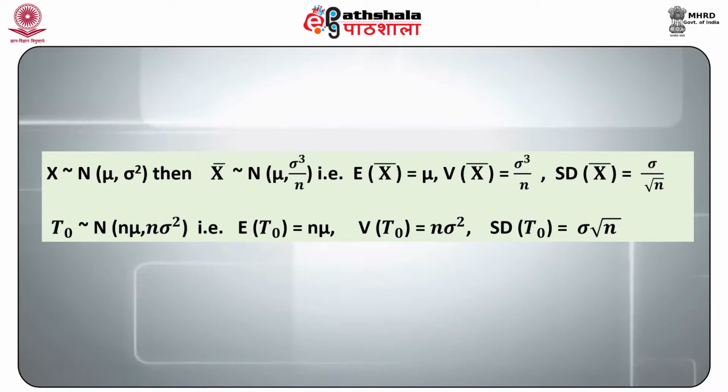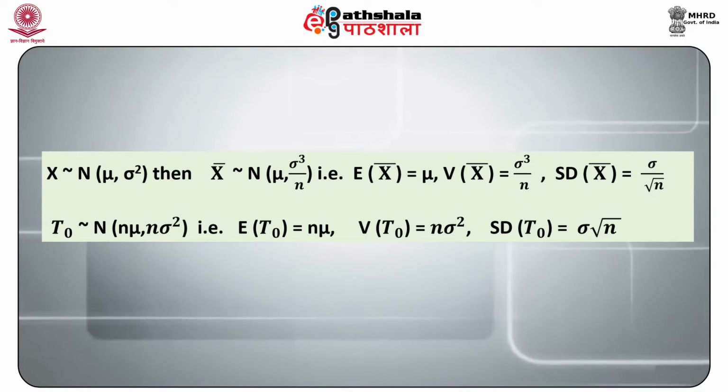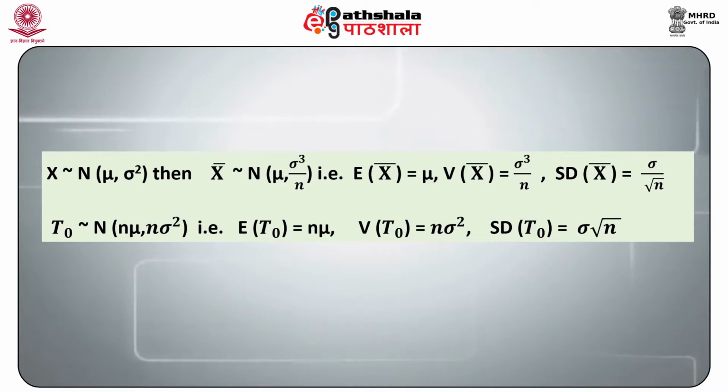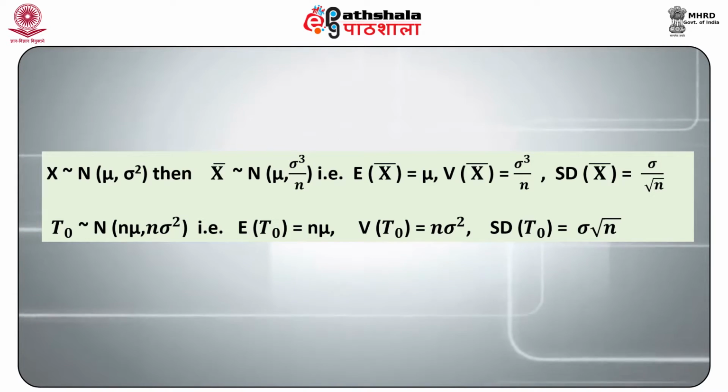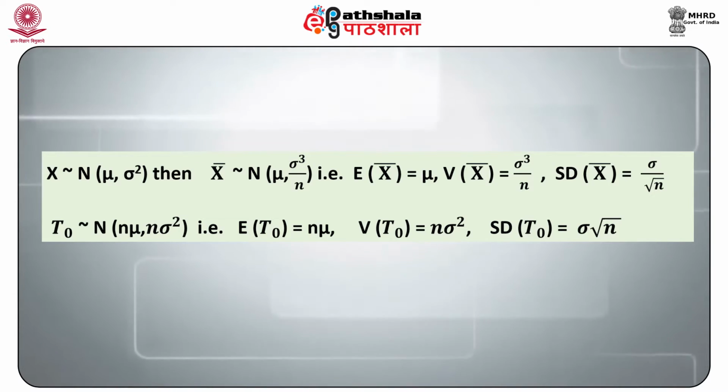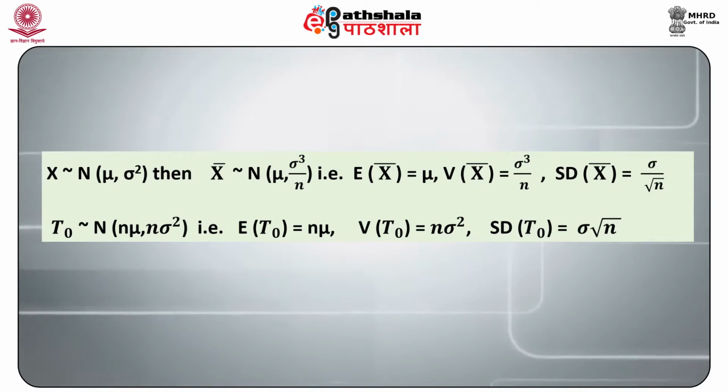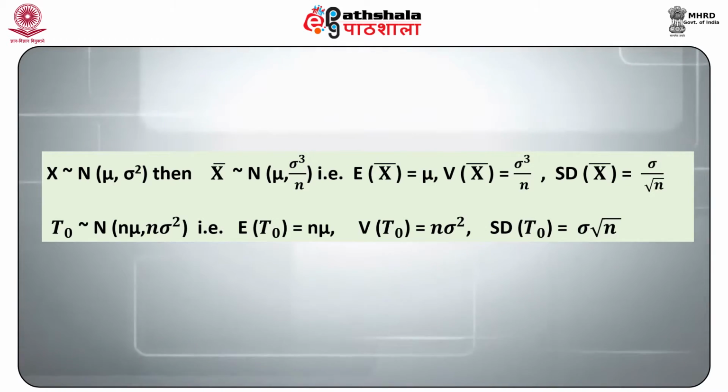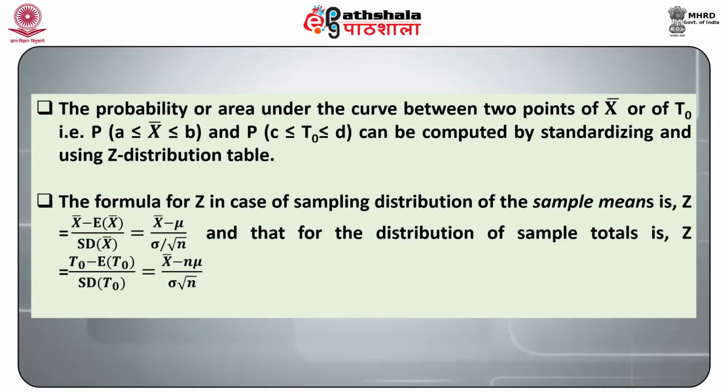Also T0 tends to N(n mu, n sigma square), that is E of T0 is equal to n mu, V of T0 is equal to n sigma square, standard deviation of T0 is equal to sigma square root n. Using these properties of a sampling distribution, area under the curve between 2 points of X bar or of T0, that is the probability of X bar which ranges from A to B and the probability of T0 which ranges from C to D, can be computed by standardizing and using the Z distribution table.